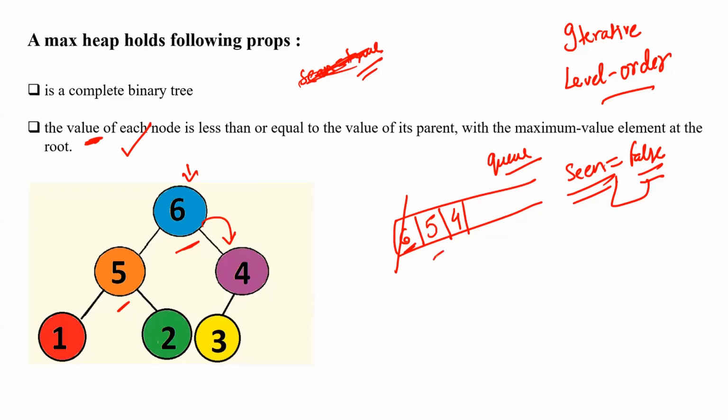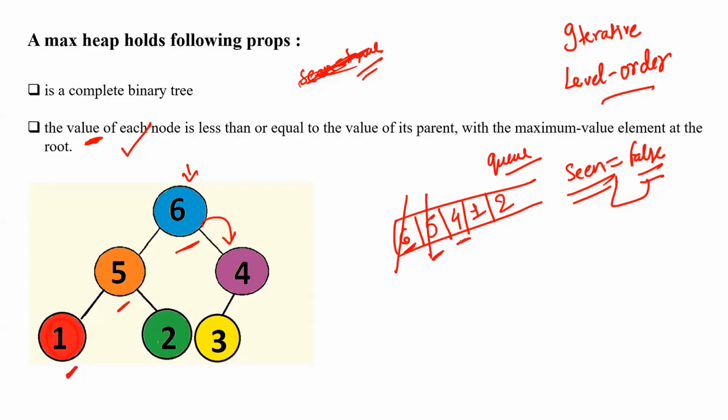Now I have 5 in my queue. So for 5, I'll be checking for the left node. Yes, it has the left node, and it is also holding the property: the left child is smaller than the parent. So we're going to push this and check for the right child as well. Yes, it has the right child as well, and even the right child is smaller than the parent. So we're going to push this and remove 5 from the queue.